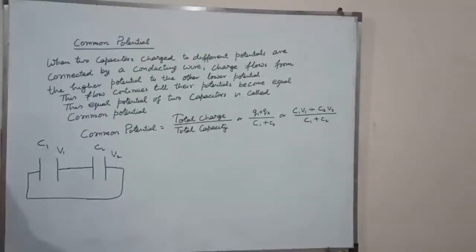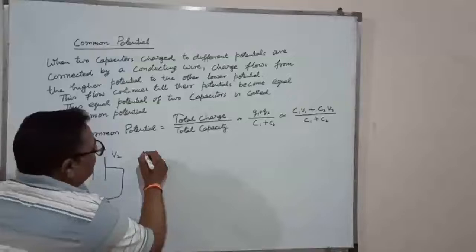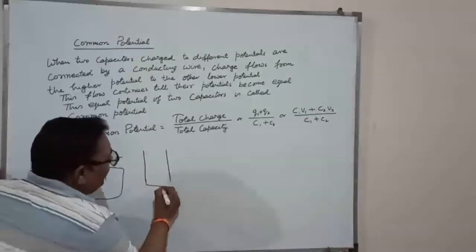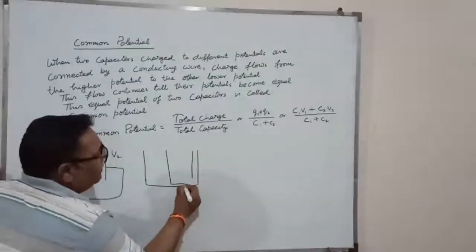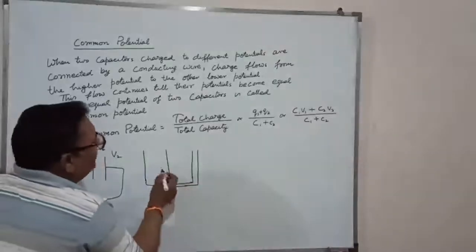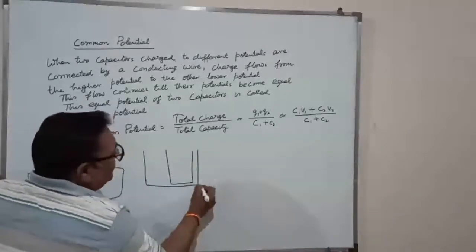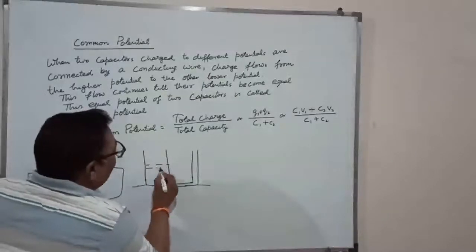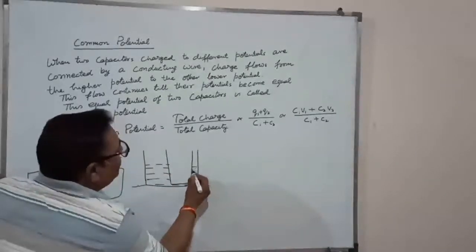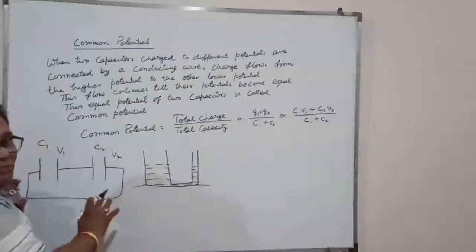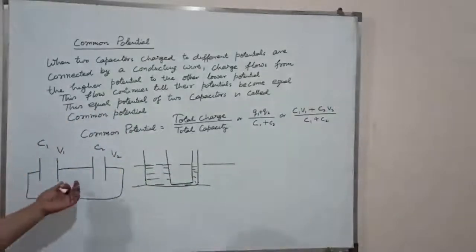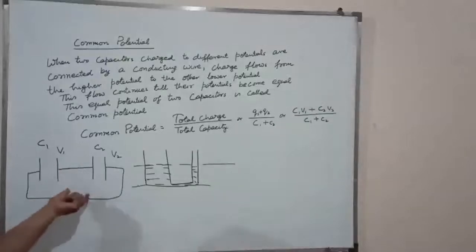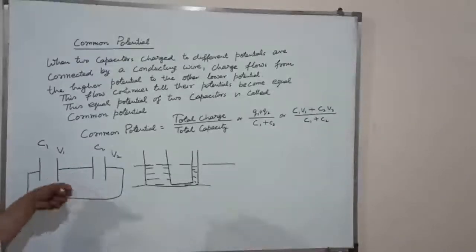Charge is not equal, only the potential is equal. Just as in lower classes we studied, we have one container and another container joined by a tube, and when they are placed at the same level, the water level in both containers is the same, but the amount of water is not the same, only the water level is the same. In the same way here the potential is the same, the charge is different.